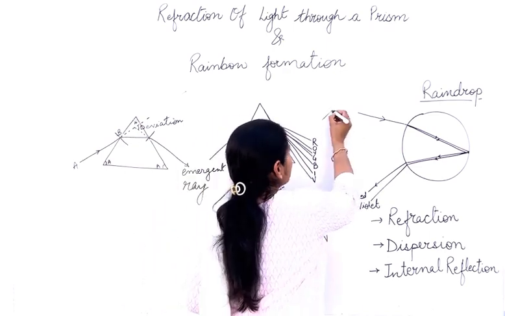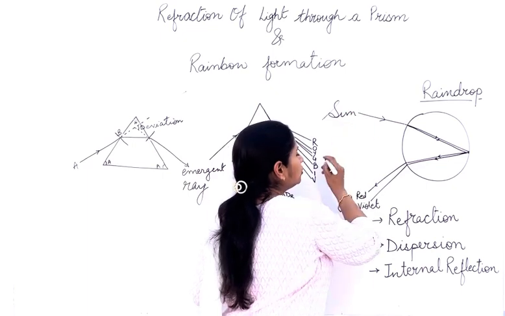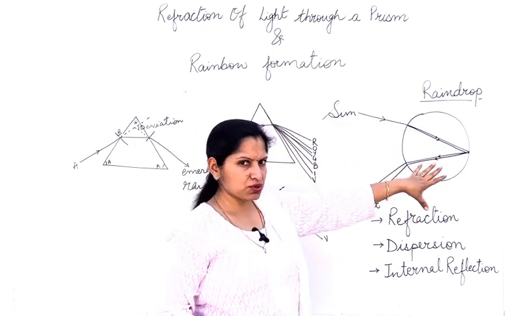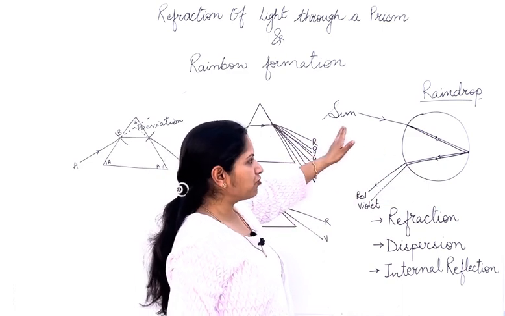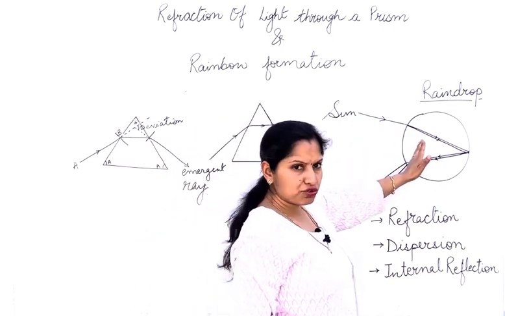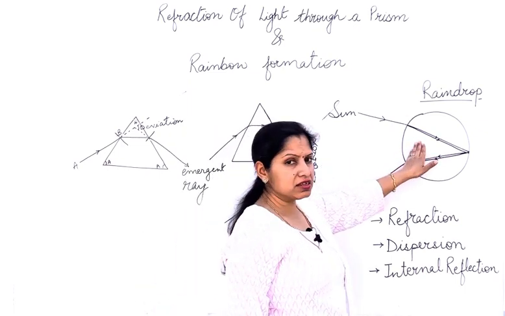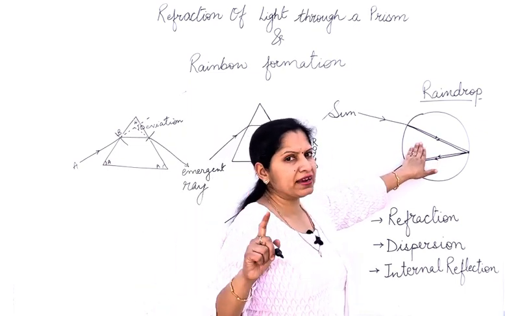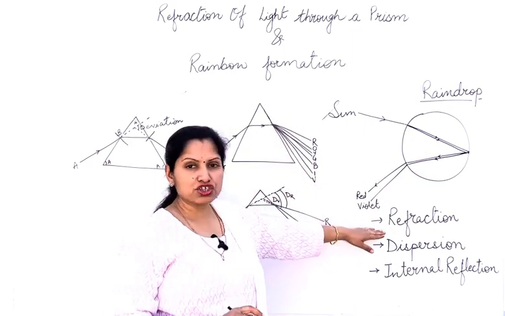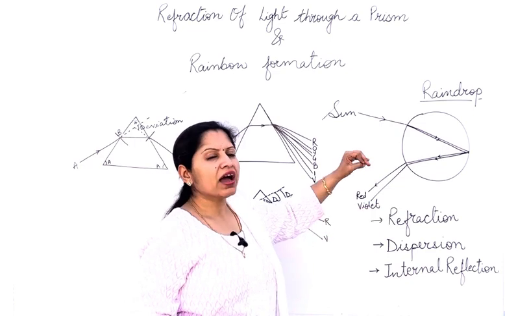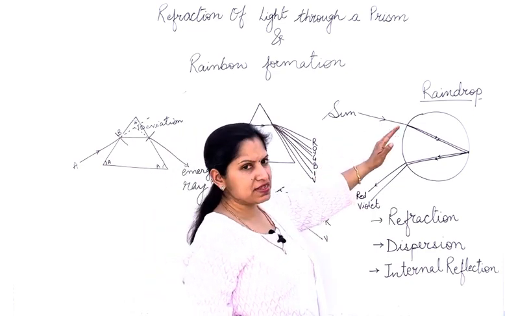If the sunlight is coming on the droplets of rain water, then the light rays enter the raindrops from a rarer medium, that is air, into a denser medium, that is water. So the first phenomenon that occurs is refraction of light. The light changes its path, it bends, as it goes from a rarer to a denser medium.